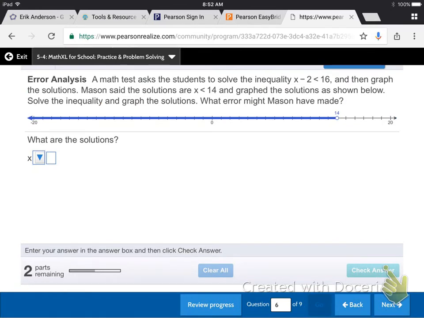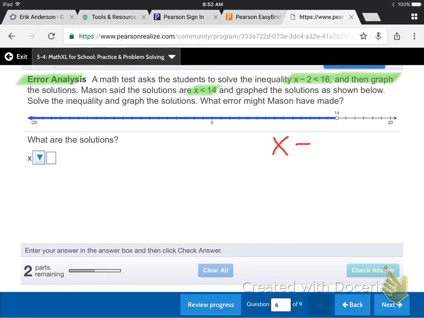And rolling right along. This problem says error analysis. A math test asks a student to solve the inequality x minus 2 is less than 16, and then graph. Mason said the solutions are x is less than 14, and graph the solutions as shown below. Solve the inequality. We're going to do it ourselves, and then figure out what error Mason made.